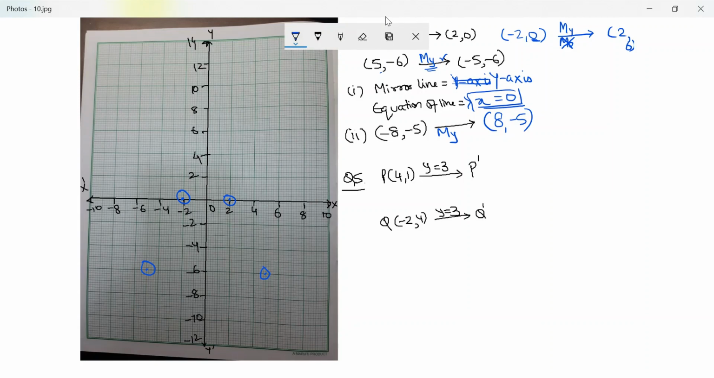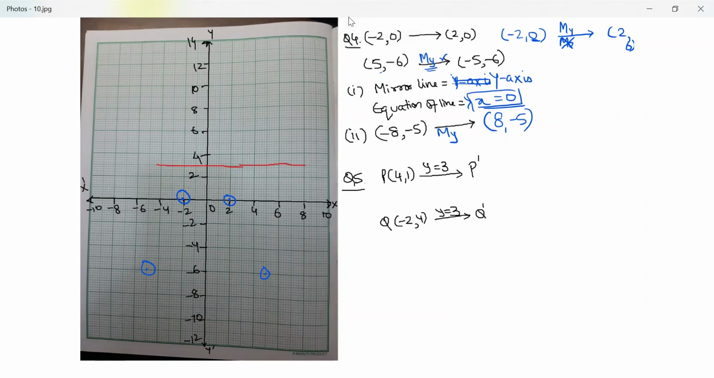Let's look at question number 5. Question number 5 says the points P (4, 1) and Q (negative 2, 4) are reflected in the line y is equal to 3. So let's draw this line first. This is y is equal to 3, which means y remains 3 whatever the value of x is.